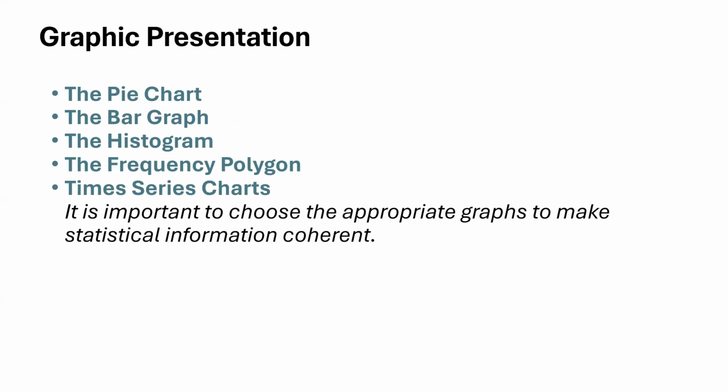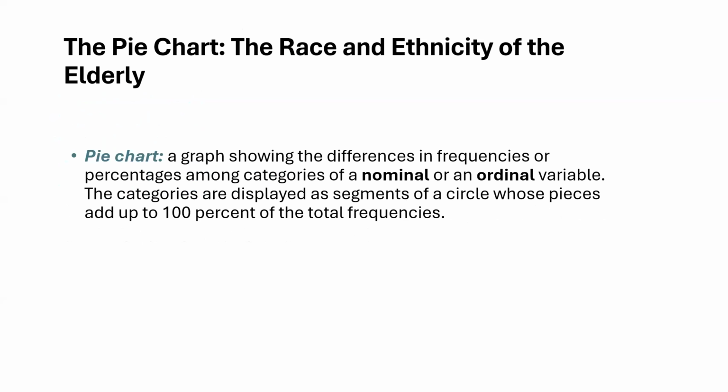Now, in the last class we were discussing some graphs, right? But I want to give you some brief ideas of the graphs, when a particular graph will be helpful for you, when you can plot it. We have some graph representations: the pie chart, the bar graph, histogram, frequency polygon, time series charts. It's important to choose the appropriate graphs to make statistical information coherent. If I'm asking you to present something, you should know the correct graph for that.